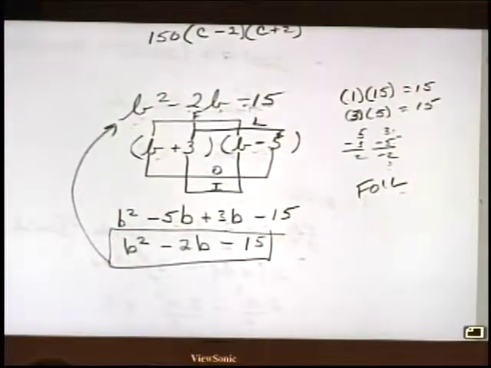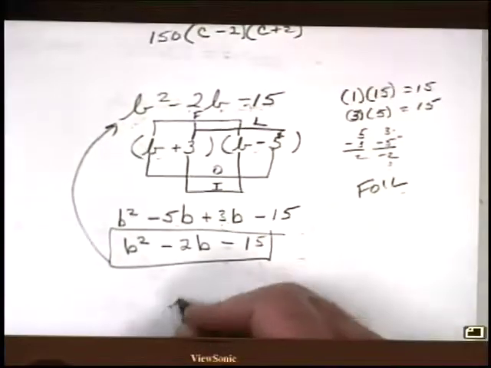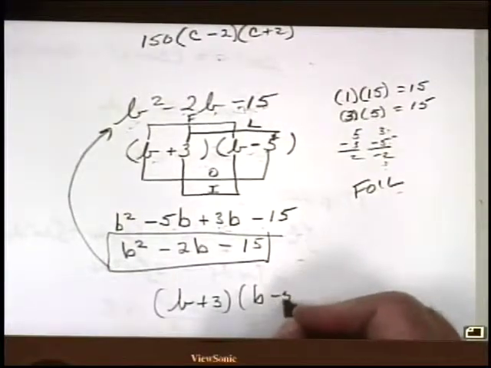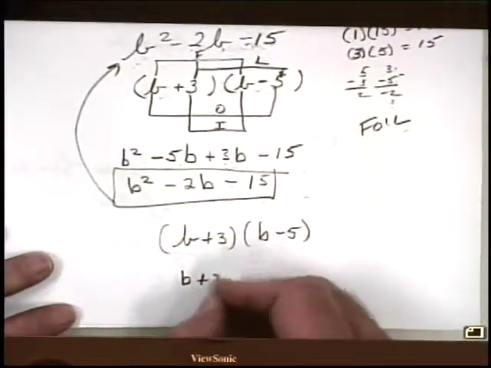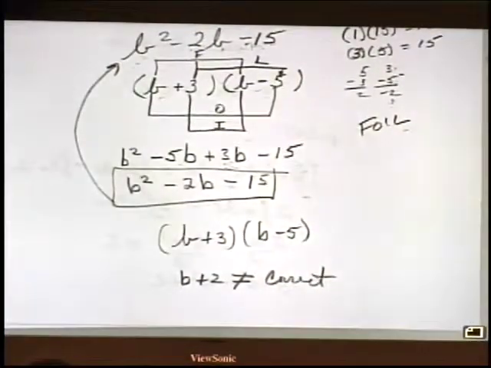So that was the answer to the classwork problem last time. And on the answer sheet that I prepared, I think I was in a hurry, and I wrote 2 here instead of a 3. So this should be b plus 3 and b minus 5. b plus 2 is not correct. And that's what I had.